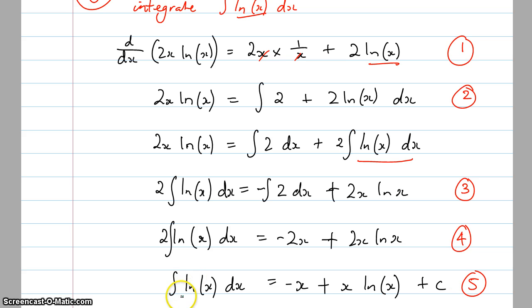Okay, so the integration of log x, the natural log of x, is negative x plus x log x plus c. And I actually don't know what the rule is for this. I just used something that I did know, differentiated it, and then integrated it. So I sort of went backwards to go forwards a little bit. So that's why I like this one a lot. I think they're quite good.